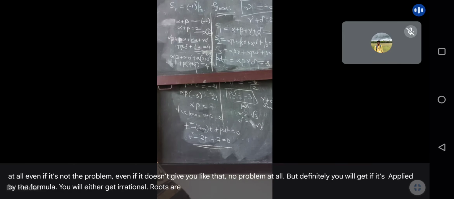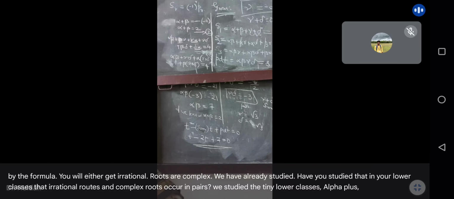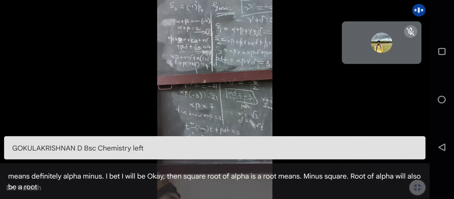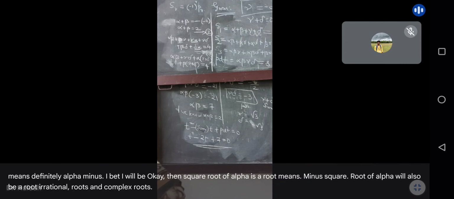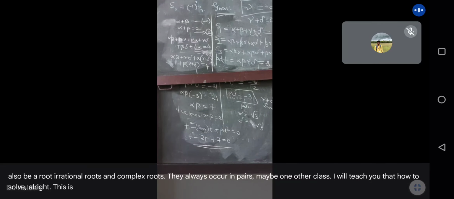Have you studied in your lower classes that irrational roots and complex roots occur in pairs? Alpha plus i beta is a root means definitely alpha minus i beta will also be a root. Square root of alpha is a root means minus square root of alpha will also be a root. They always occur in pairs. Maybe in another class I will teach you how to solve that. All right. Is this clear, children?